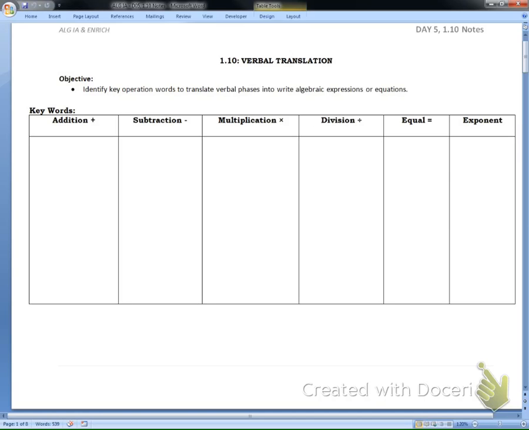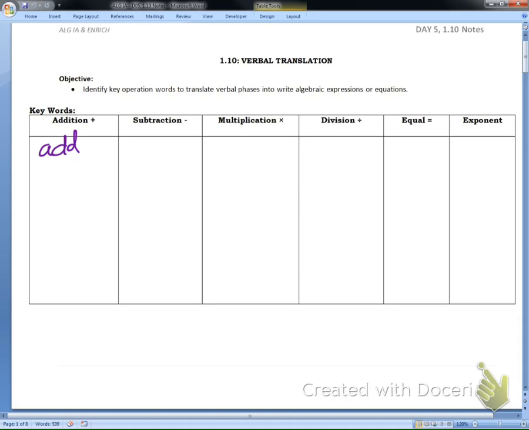Right now, I want you to push pause and write down as many words that you can think of that are written out that mean addition, subtraction, multiplication, division, equal, or something that indicates that you're about ready to use an exponent. For example, addition. What's a word that you know that means addition? Well, obviously everybody knows the word add, or any word a part of the form add. So that might be one of the words on your list for addition.